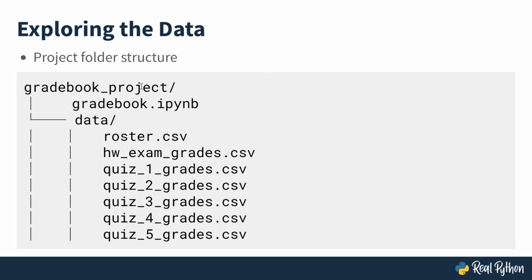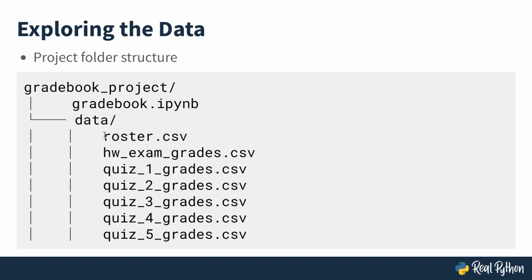So you can create some sort of root folder. You can give it a name, something like gradebook_project. And then we're going to have a main script file. Because we're going to be using Jupyter, we're going to have a .ipynb file. And if you're using just a regular Python script, you're going to have a .py file. And then when we start coding, we're going to be assuming that there's a data folder, and that folder contains all of our CSV files.